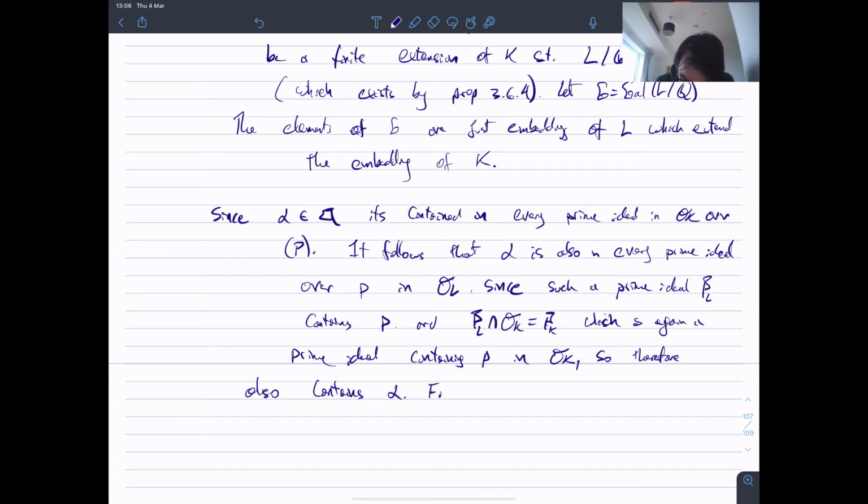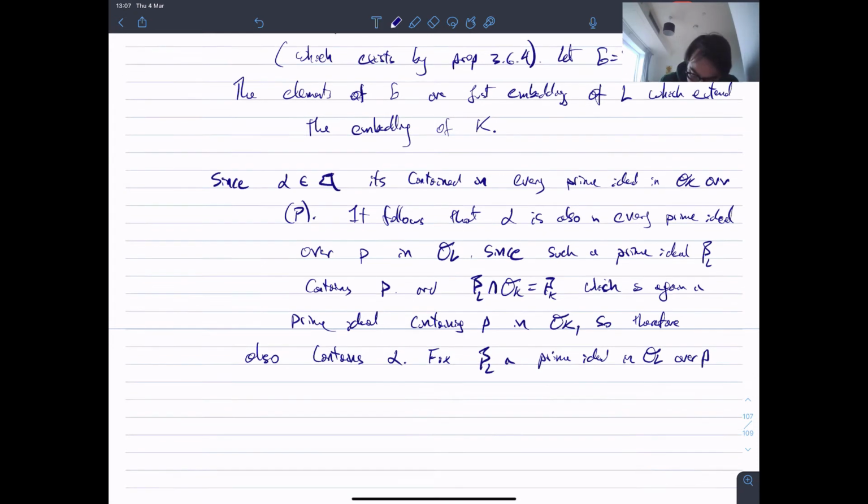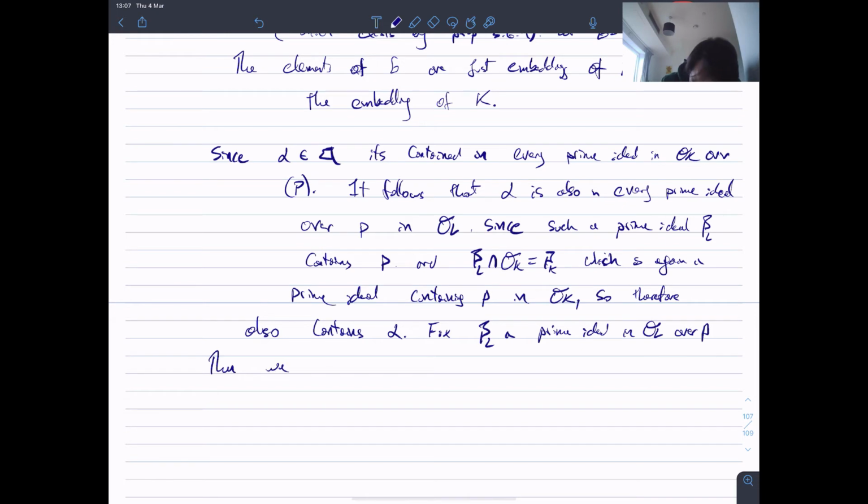So now let's fix one. Fix beta L, a prime ideal over P. Then what's my claim? Claim that for all sigma in my Gamma group, sigma of alpha is in beta L. I claim that all of my embeddings keep it inside this prime ideal. I know that alpha is in one of these, but all of the embeddings stay inside this prime ideal.